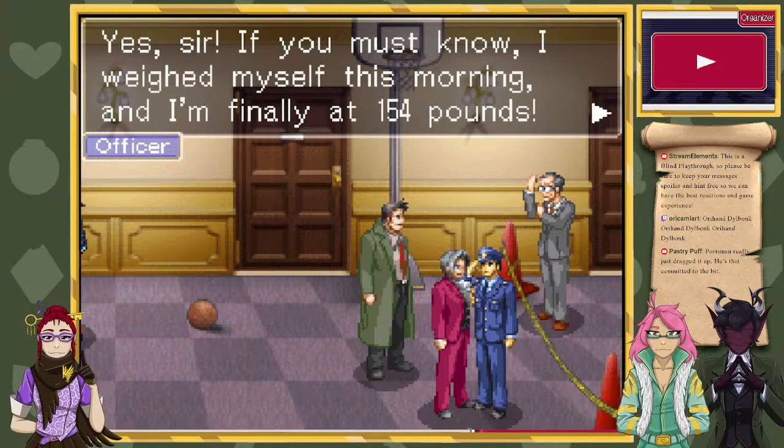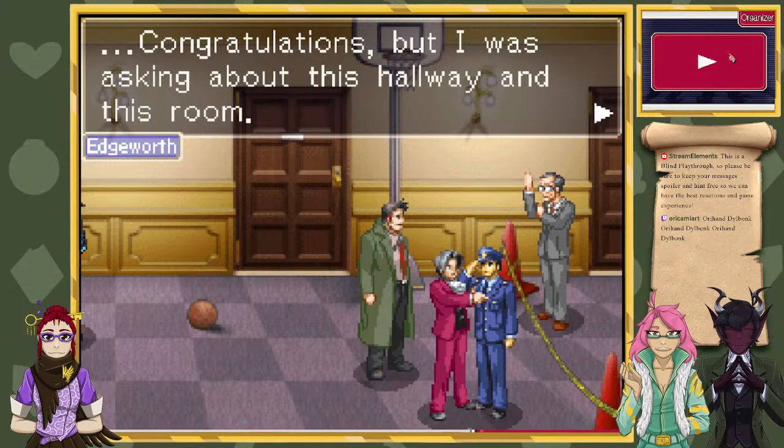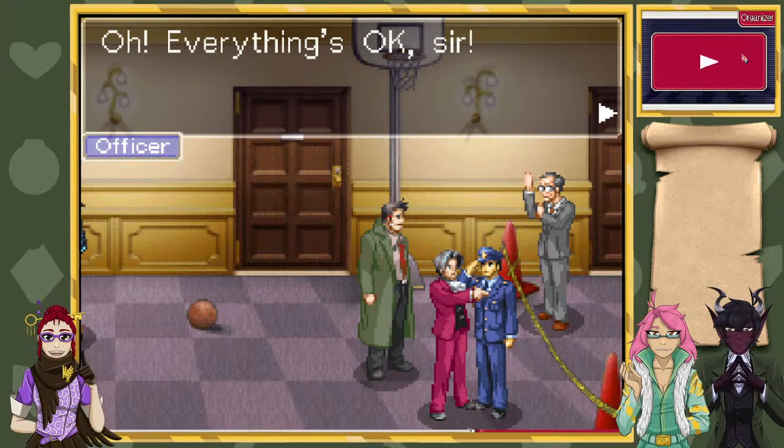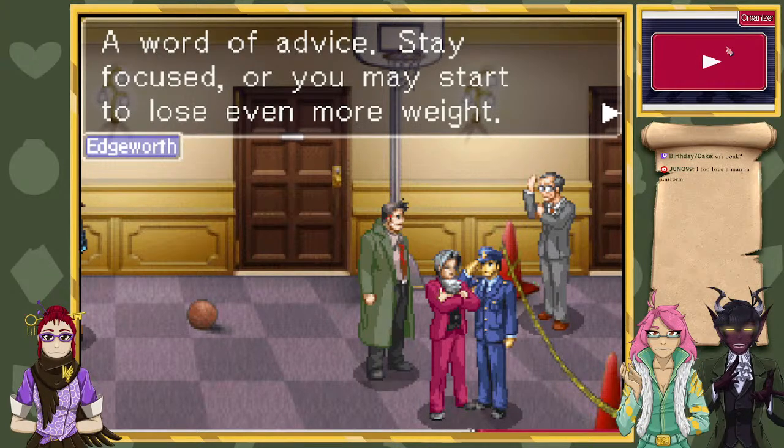Sir, if you must know, I weighed myself this morning and I'm finally at 154 pounds. Go me! Congratulations. I could see that weighed on you. I was asking about this hallway in this room. Look, right there. Your man boob has shrunken significantly. Oh, yeah, you've really been working your pec muscles. Oh, I can tell. Oh, thank you for noticing, sir. You know, this suit used to be a lot more, well, let's just say you fit well into it now. It looks good. Thank you. Also, everything's okay, sir. More than okay. You say that, but I bet he'd look a lot better out of that costume. A word of advice. Stay focused, or you may start to lose even more.